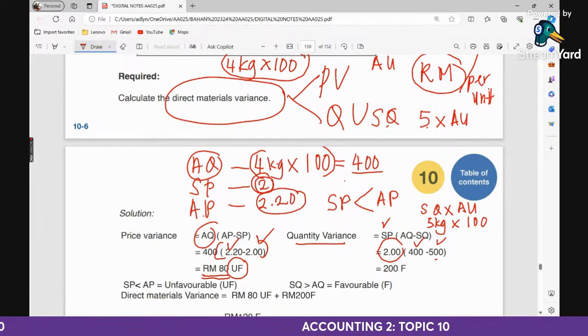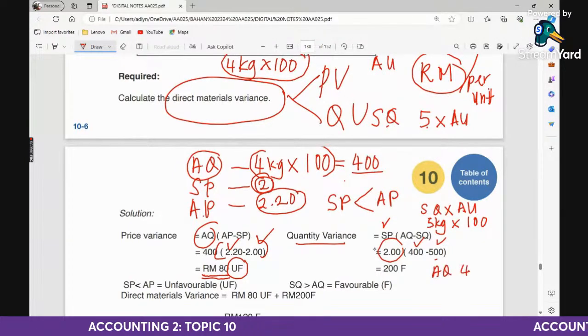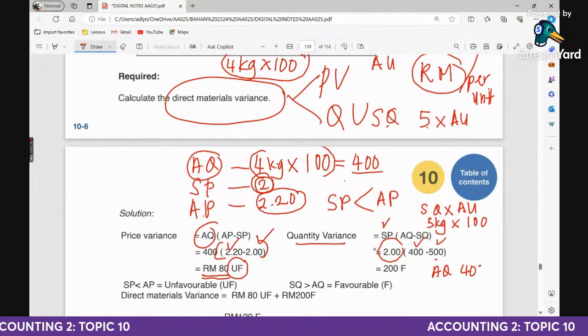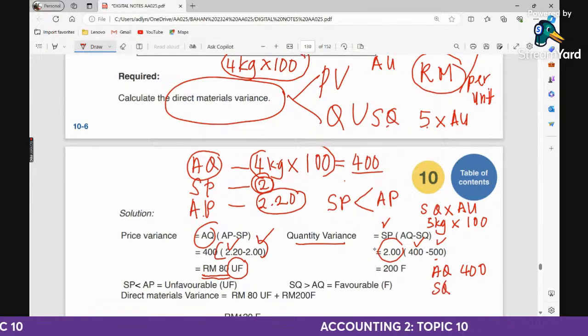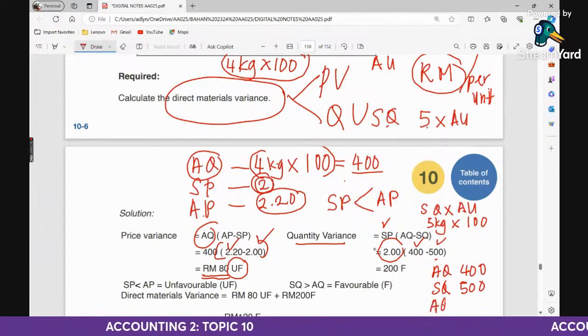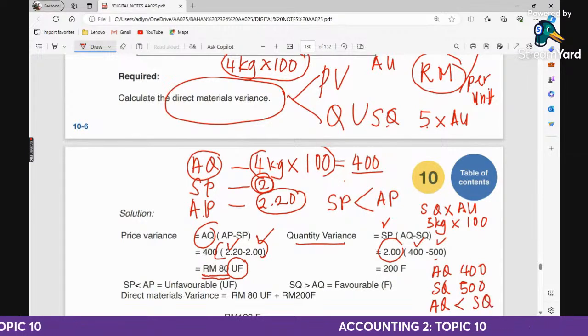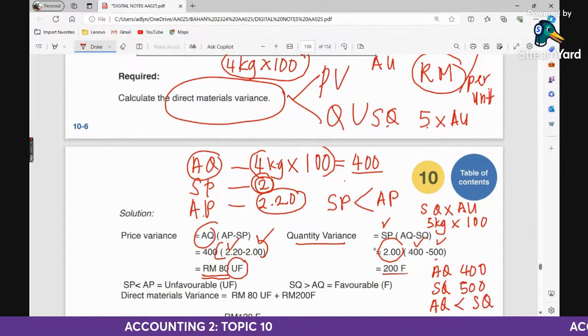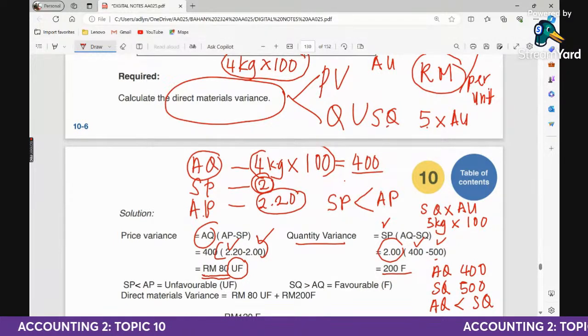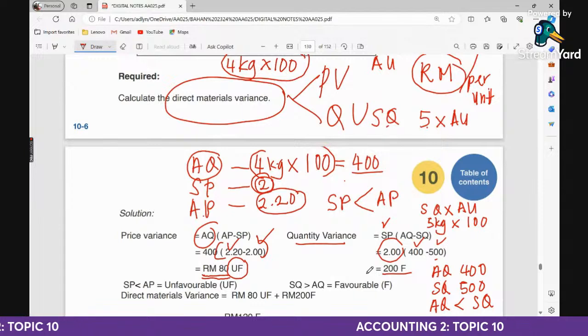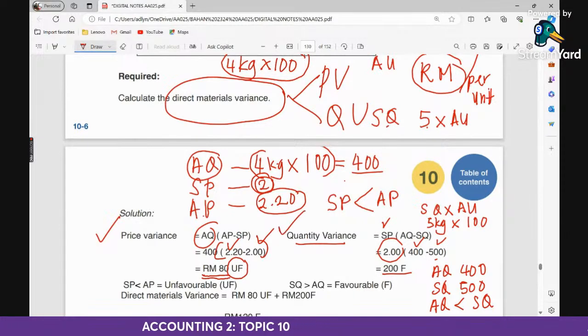So favorable atau unfavorable? So your AQ ialah 400, your SQ ialah 500. So maksudnya your AQ lebih kecil berbanding your SQ. So cekap atau tidak? Yes, cekap. So dia ialah 200 favorable. Okay, so tak selesai lagi sebab I baru kira price variance dan quantity variance.